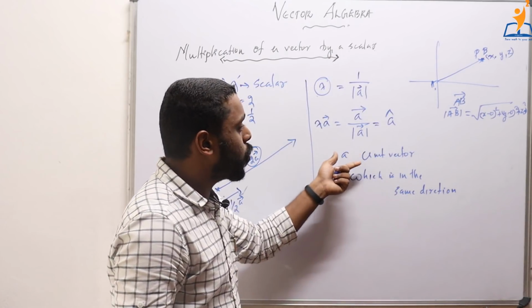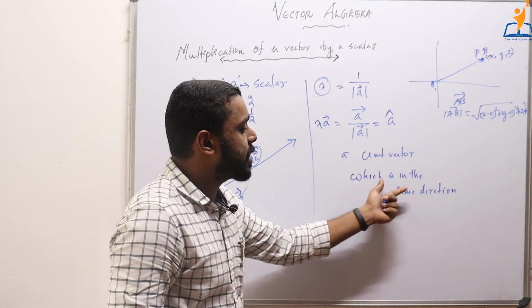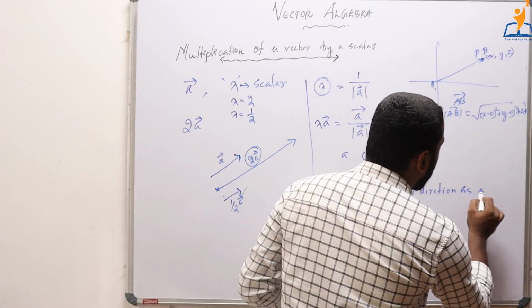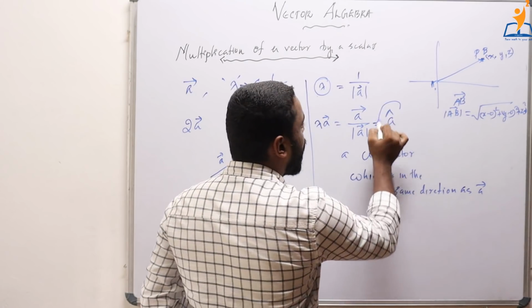So a unit vector which is in the same direction as A is denoted by A cap.